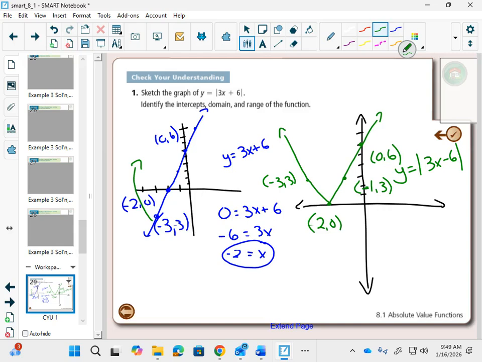So identify the intercepts. We've already done that on our graph. The domain and range of this function: there's no non-permissible values. The domain is everything. And our range is now greater than or equal to 0. All of our y values are positive.